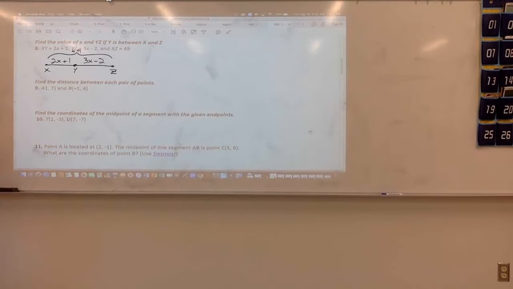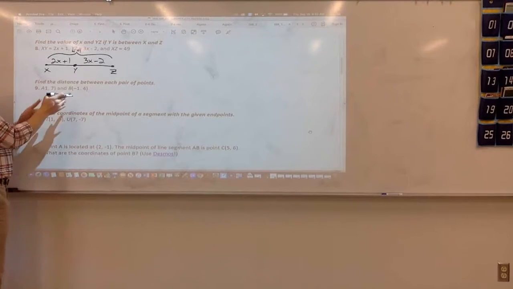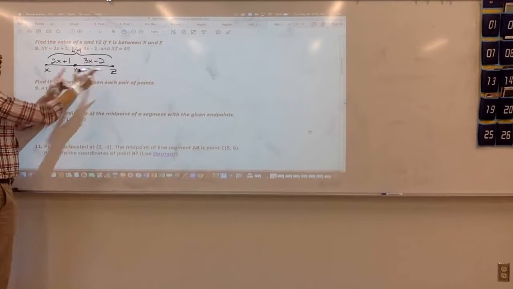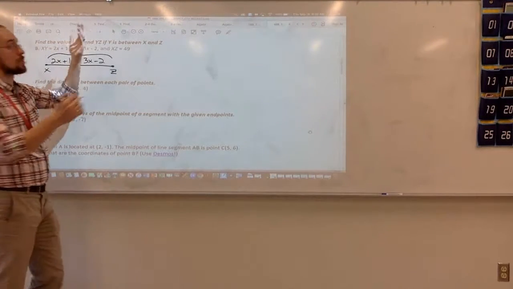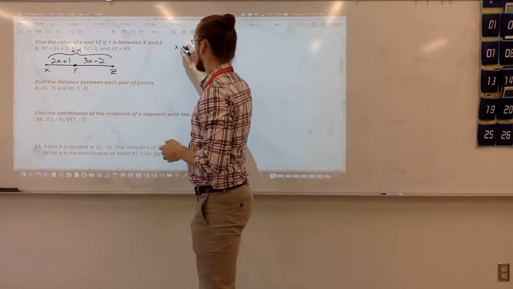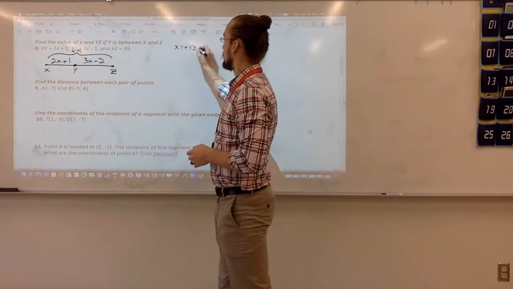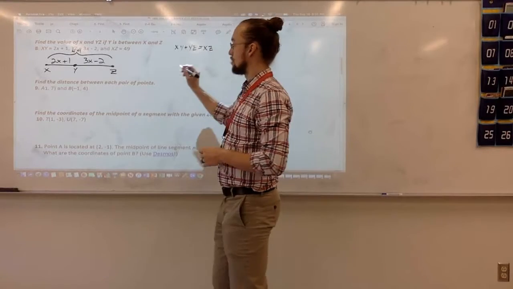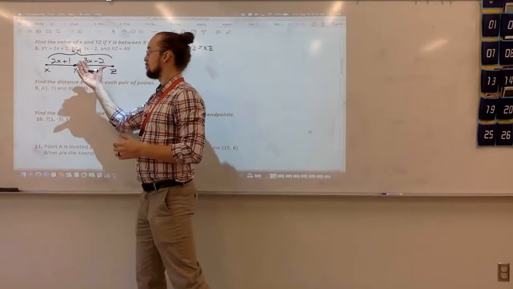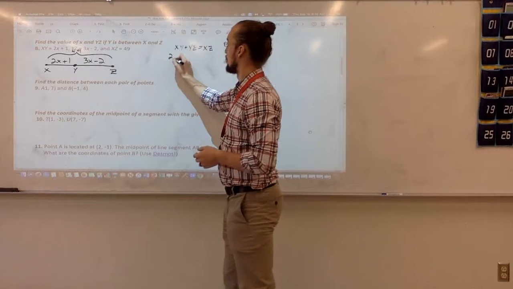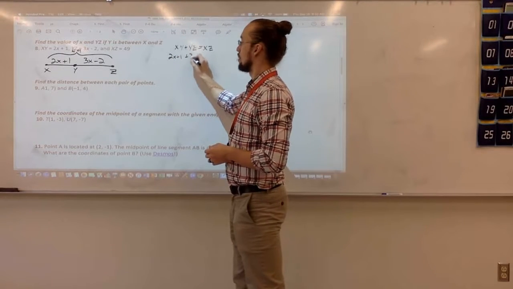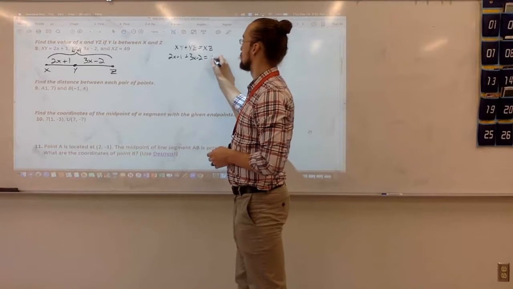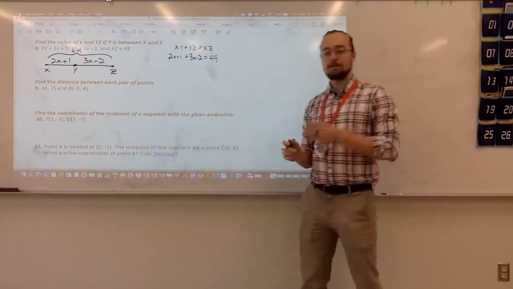So I'm not told that y is right in the middle. I cannot just set these 2 pieces equal to each other. What I can say, though, is the same thing we said in the last problem. I can say xy plus yz equals xz. This piece plus this piece equals the whole thing. So then I just plug in what I know. So xy is 2x plus 1, yz is 3x minus 2, xz is 49.